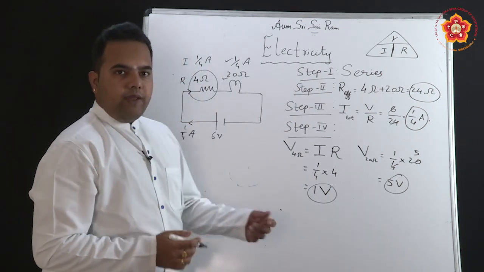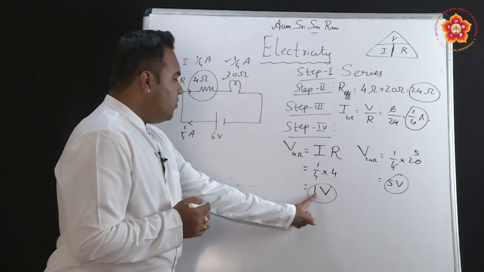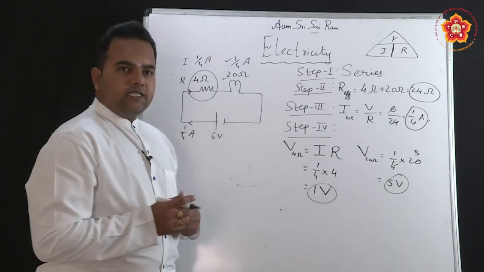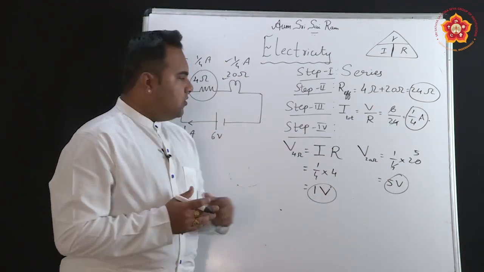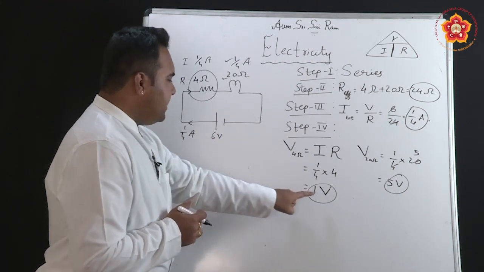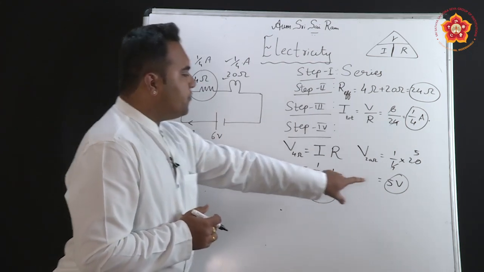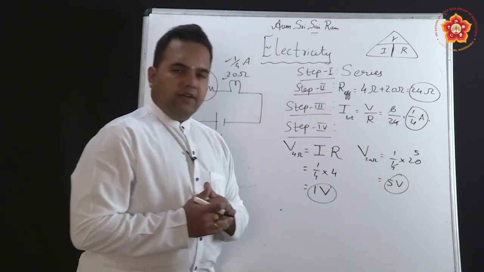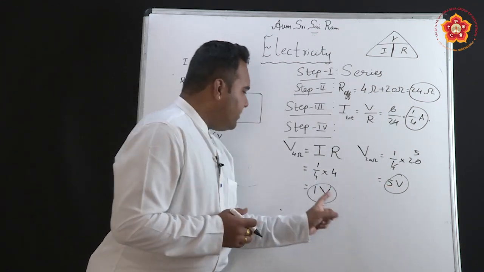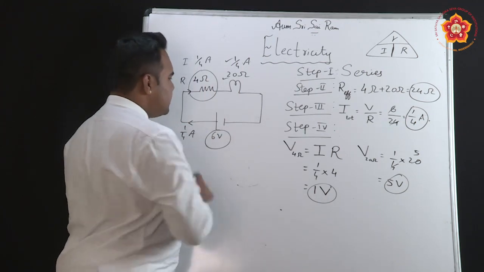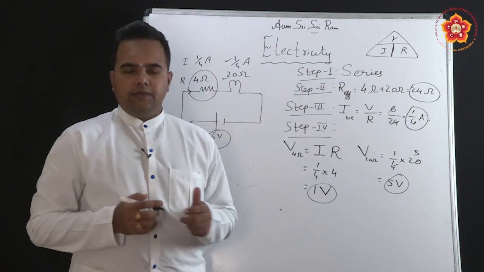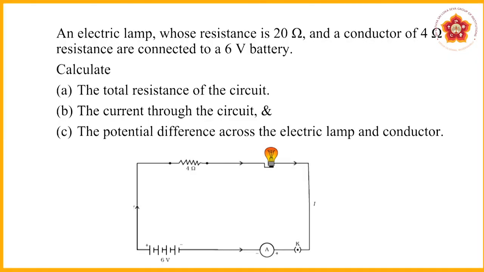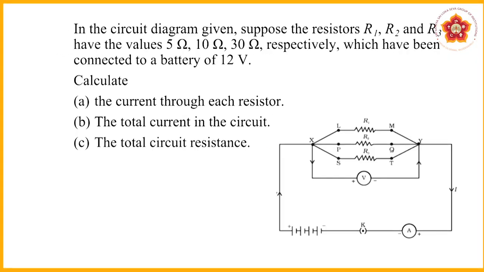Now, look at this, very important. 1 volt and 5 volts together add up to 6 volts. So, the total voltage is getting divided in the ratio 1:5. So, 1 volt here, 5 volts here, when you sum it up, you will get the final value of 6 volts. So, this is a very simple problem based on series circuits, and let us go to the next numerical.